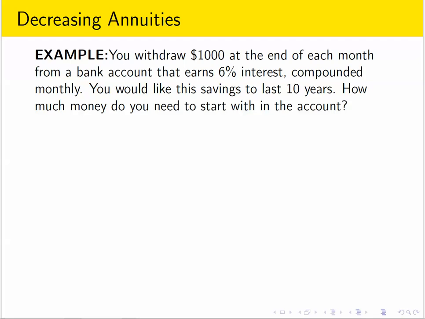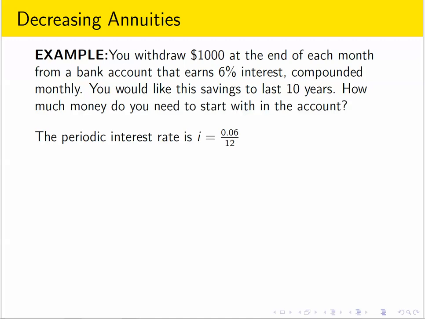Now we imagine we have, say, a retirement account and we want this savings to last 10 years. How much money do you need to start with so that $1,000 a month will last 10 years while gaining interest? You do not need to take 10 times 12 times 1,000. That would be too much because you're not taking advantage of the interest in that calculation. So let's see how we could actually figure this out.